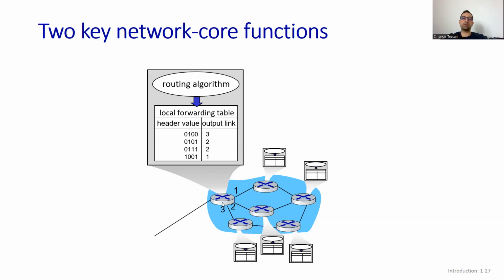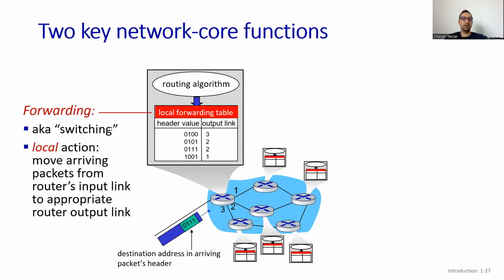Of course, we are going to talk about IP and TCP. So we know the router will know where the destination is somehow. It knows which router to talk to so that it will reach the destination. This is called forwarding, also known as switching. The local action is as follows: move arriving packets from the router's input link to the appropriate router output link. By appropriate, the router somehow should know where to send it.